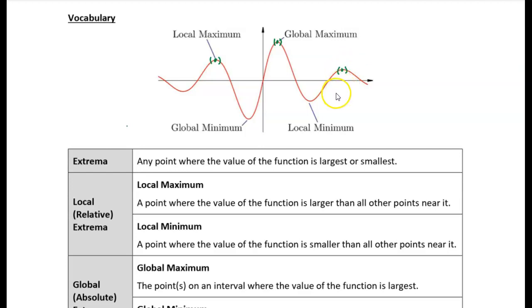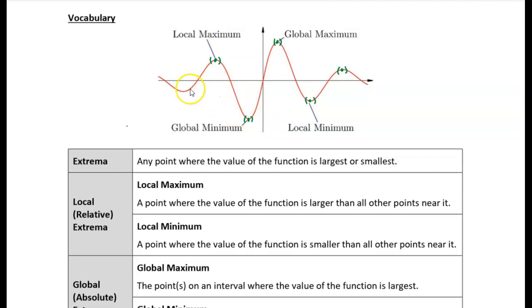We can also have local minimums. Any point on the function that's smaller than all of the points near it is considered a local minimum. You can see this one's labeled local minimum. This point right here is less than any of the points near it. Now, it's obviously not the smallest point on the whole function; we have a point over here that's smaller. But even though that one is labeled global minimum, it's also a local minimum because it's smaller than any of the points near it.